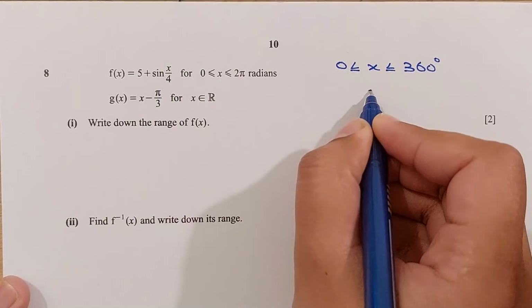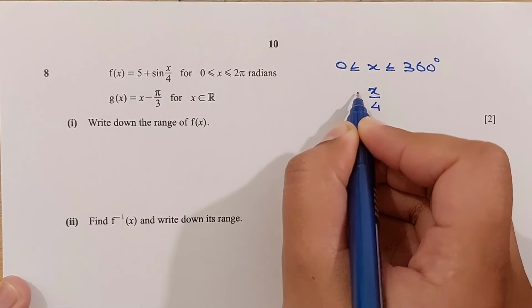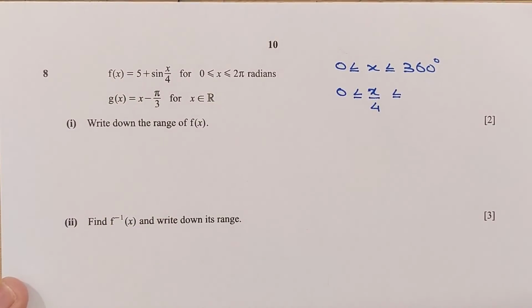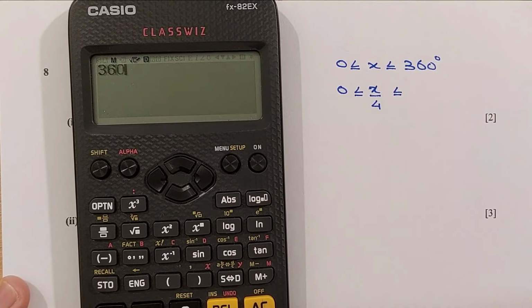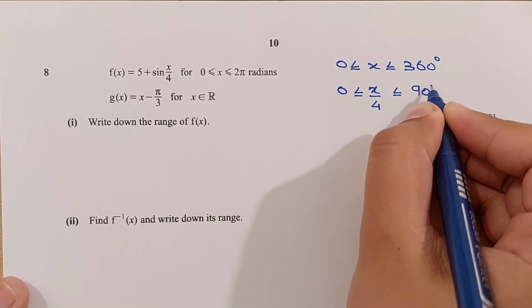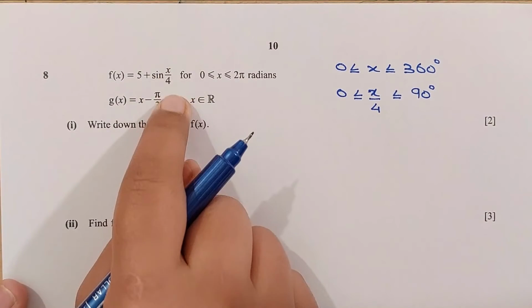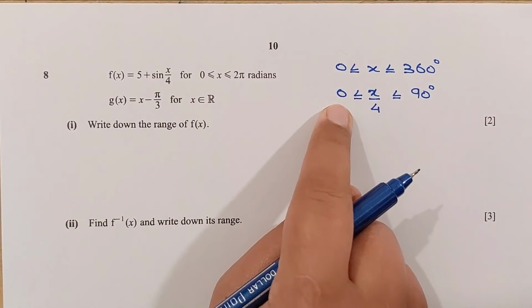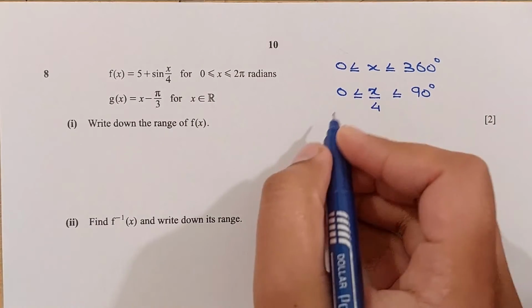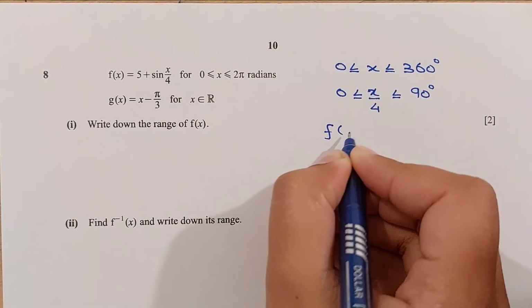Okay, now we have x by 4. So what is the domain of x by 4? 0 by 4 is 0 and 360 divided by 4 is 90 degrees, right? Now we have to put the value of x by 4 between 0 to 90, the least value and the maximum value. So let me check f of 0.